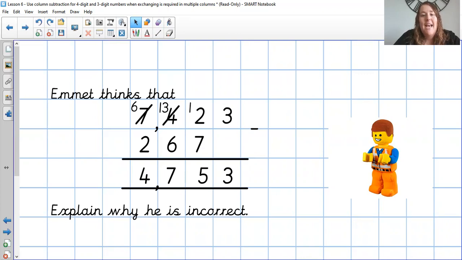Hopefully you're going to tell me he has not lined up his ones with his ones, his tens with his tens, and his hundreds with his hundreds. So I'm not actually going to go through this one today. I'm going to ask you to do that one and get the correct answer, but make sure you explain he is wrong because he hasn't done his lining up.